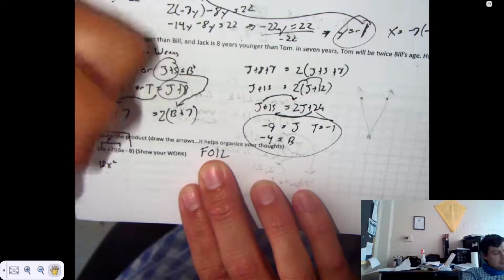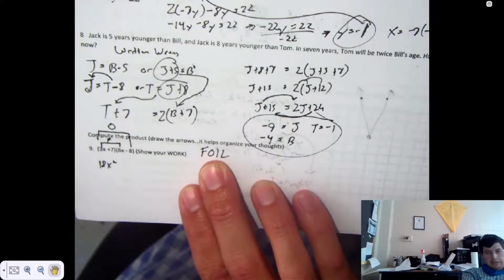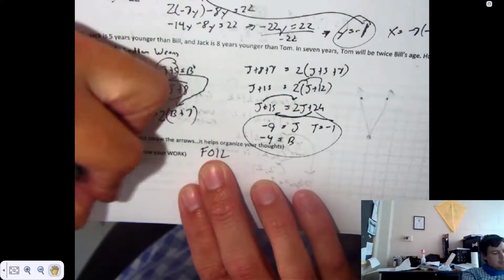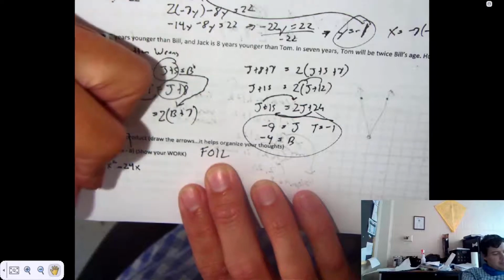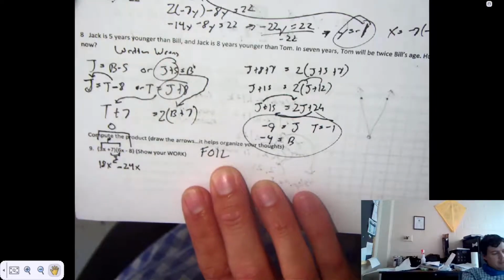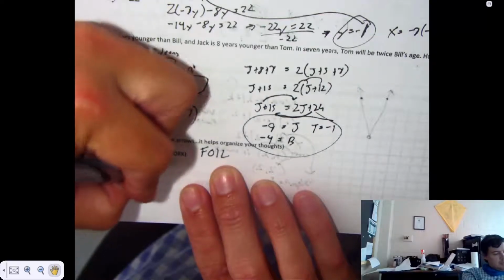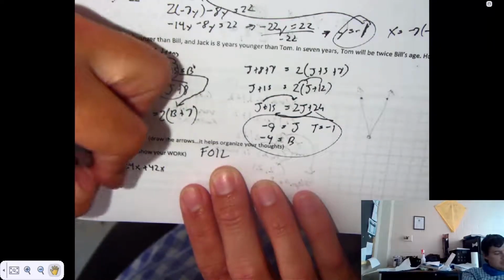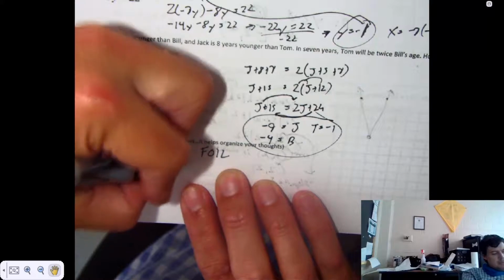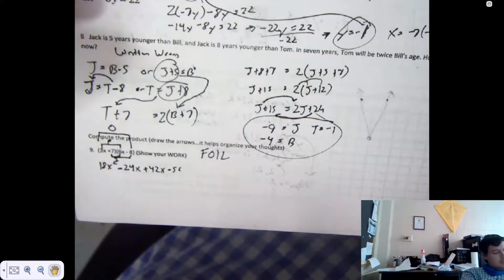These are the outside pieces: 3x and a negative 8. That's minus 24x. Then we have the inside pieces. All right, that's 7 times 6x, which is plus 42x. And then we have the 7 times a negative 8, which is minus 56. And we combine our like terms.